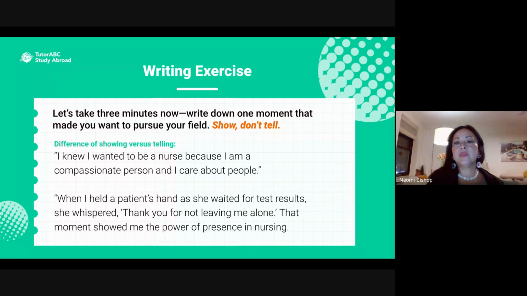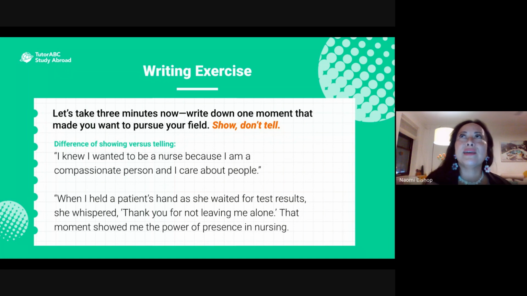Whereas the other one, it's showing. When I held a patient's hand as she waited for test results, she whispered, thank you for not leaving me alone. That moment showed me the power of presence in nursing. Do you see the difference? That's an action. That's like allowing you to say the same things, that you're a compassionate person, that you care about people, without actually using the word.